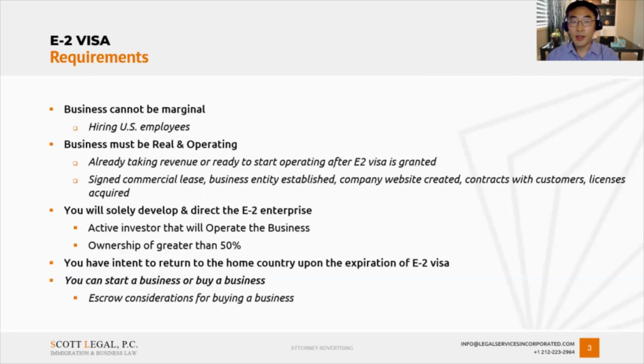Next slide. The next requirement, business cannot be marginal. This is the whole point why the US government is giving you an E-2 visa. The E-2 business is supposed to contribute to the local economy and job market in the United States. So if your E-2 business is barely making income just enough to cover you and your family members' living costs, unfortunately the government would not like it.